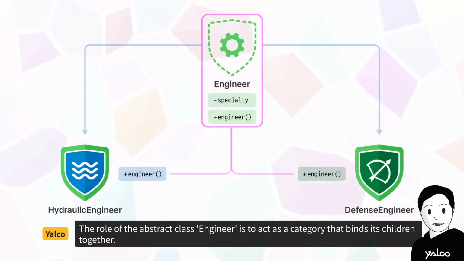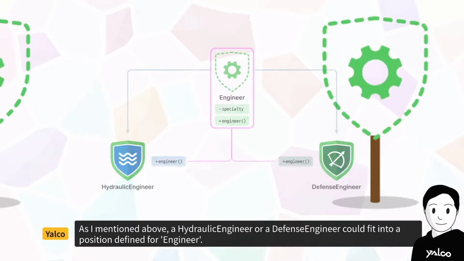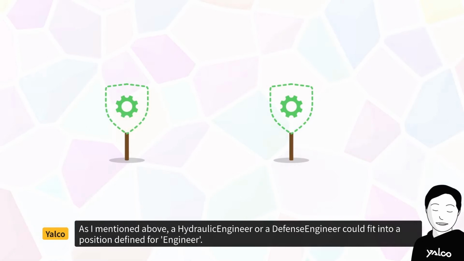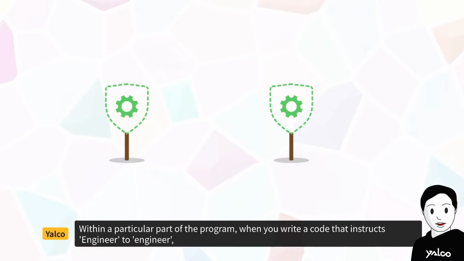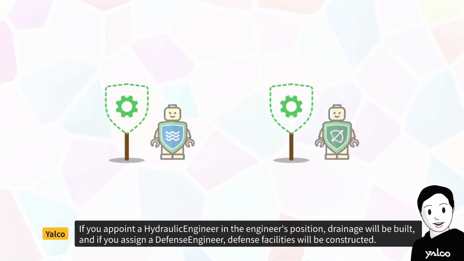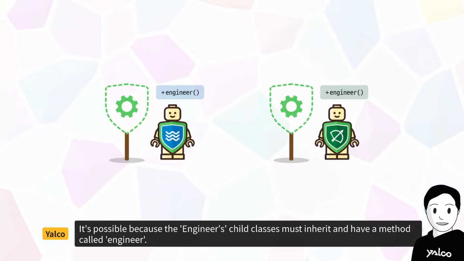The role of the abstract class engineer is to act as a category that binds its children together. As I mentioned above, a hydraulic engineer or a defense engineer could fit into a position defined for engineer. Within a particular part of the program, when you write code that instructs engineer to engineer, if you appoint a hydraulic engineer in the engineer's position, drainage will be built. And if you assign a defense engineer, defense facilities will be constructed. It's possible because the engineer's child classes must inherit and have a method called engineer.